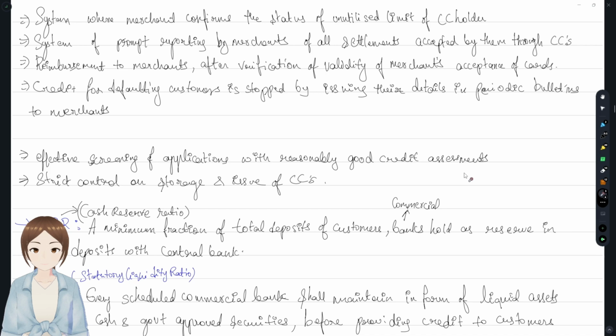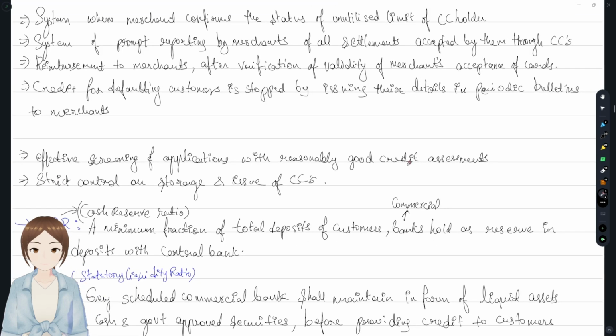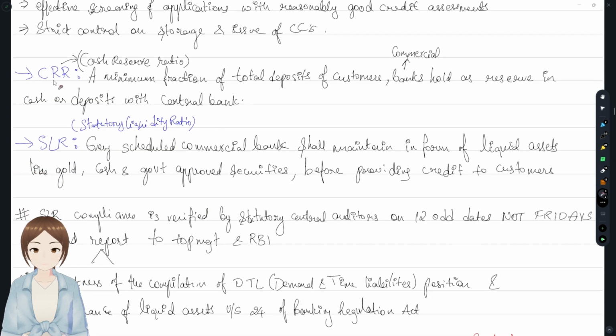Credit cards are mostly like a loan, right? A small kind of loan. So while giving a loan, we should check the creditworthiness. They're talking about that. And strict control on storage and issue of credit cards has to be given. And these were all the internal controls with regards to credit card operations. That's so simple. Now we'll move on to the next topic, that is CRR and SLR.